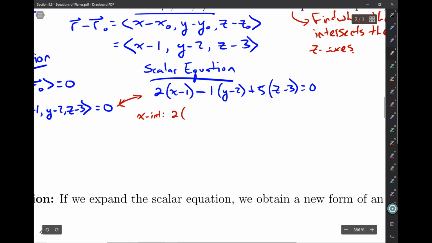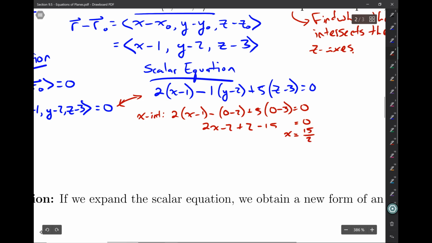is found by taking our equation, 2 times (x minus 1), minus 1 times (y minus 2), but y is 0 in this case, plus 5 times (z minus 3), but z is 0 in this case. And we have a single equation here in a single variable. We should be able to solve for x. Writing this out, we get 2x minus 2 minus negative 2, so that's plus 2, plus 5 times negative 3, so that's minus 15, which tells us that 2x equals 15, or that x is 15 halves.